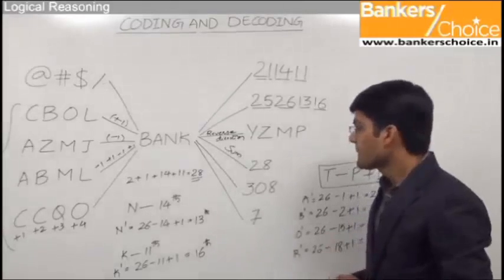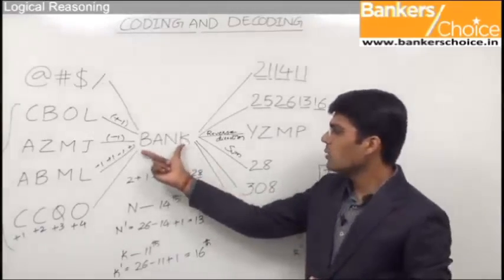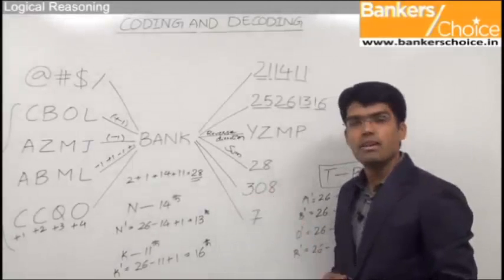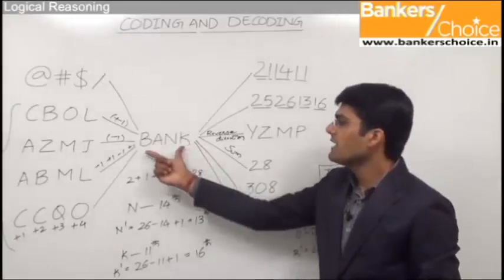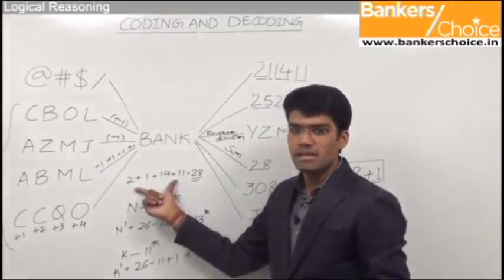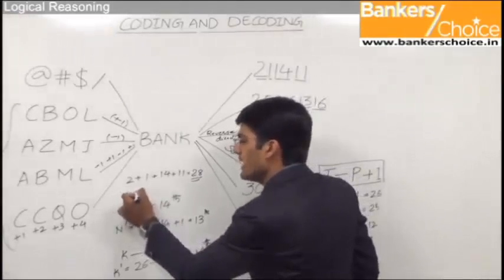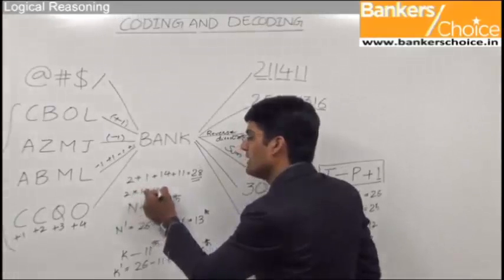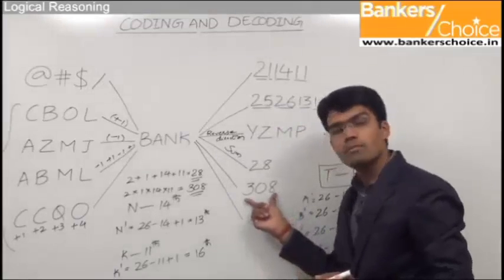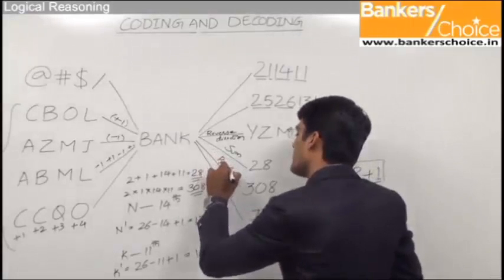Let us now take the next one. Here the word bank has been coded as 308. That means the 4-lettered word now has become a 3-digit number, that is 308. The logic in this coding is the product of the positions of the letters of the word bank. So instead of taking the sum of the positions, when we multiply all these positions, we come up with 308. That is 2 into 1 into 14 into 11, that is equal to 308. So that's how we have got the coded form 308 for the word bank. So here we can say that the logic is product of the positions.